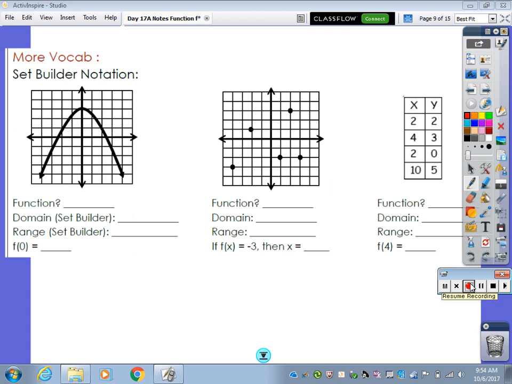Now, before we start on this side, let me tell you a joke. How do you make 7 even? I don't know. How do you make 7 even? You drop the s. Okay.